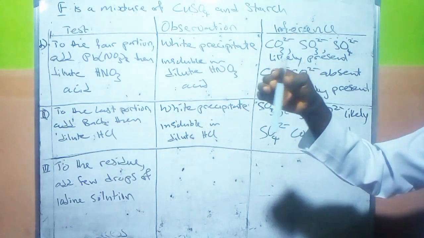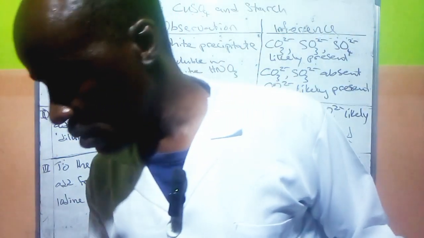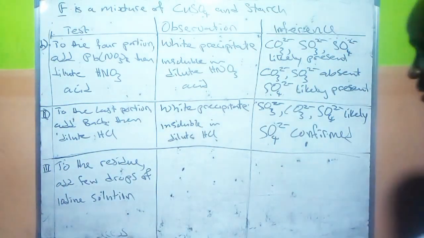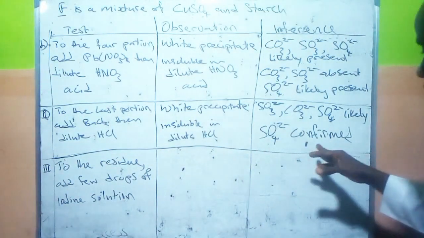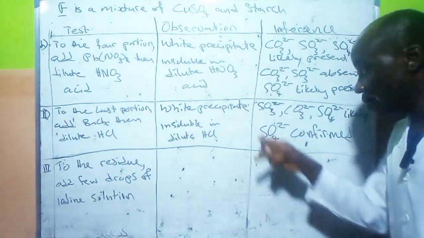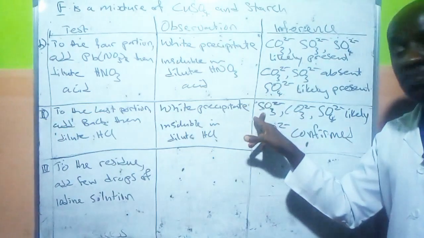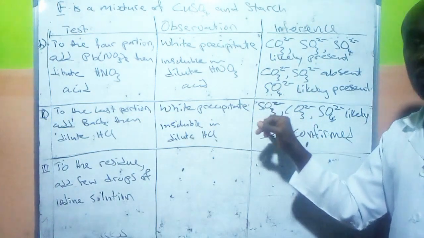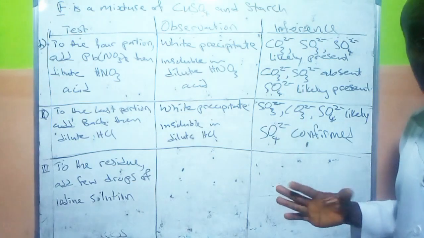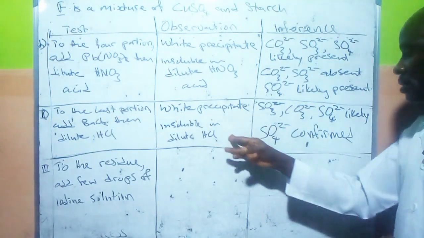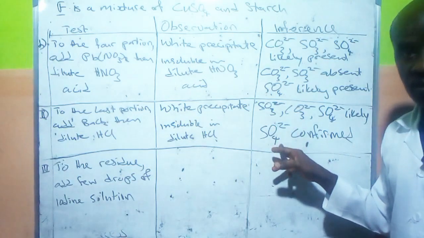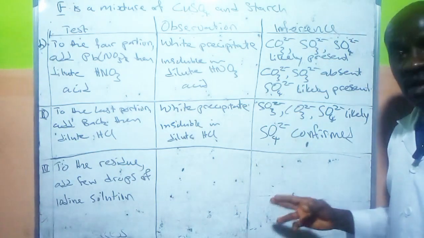That is what we have here, and it is confirmed because barium tetraoxosulphate 6 salt is insoluble in the acid. If we have triazocarbonate or triazosulphate 4 salts or ion there, they will be soluble, making those absent.